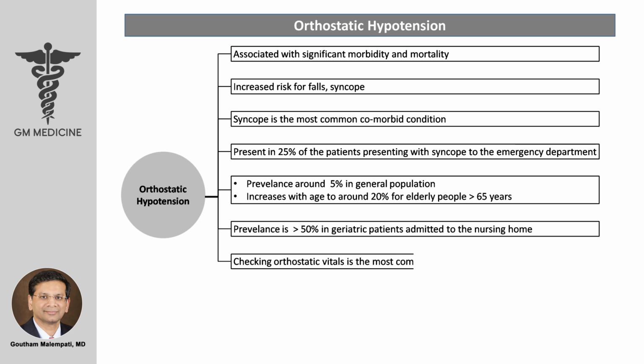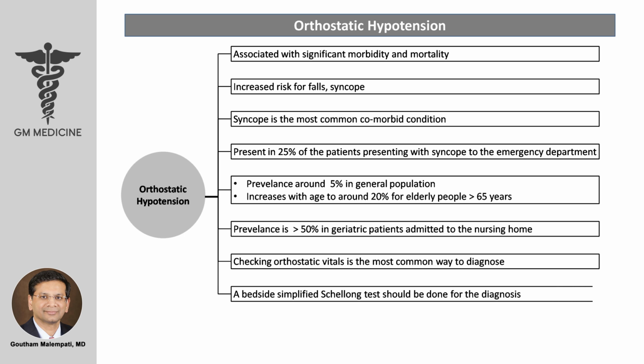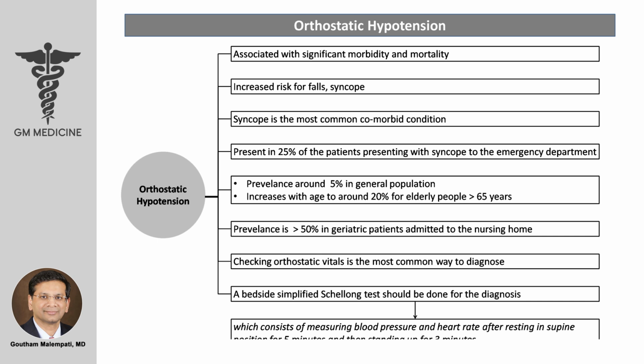Checking orthostatic vitals is the most common way to diagnose orthostatic hypotension. A bedside simplified Schellong test should be done for the diagnosis of orthostatic hypotension, which consists of measuring blood pressure and heart rate after resting in supine position for 5 minutes and then standing up for 3 minutes.